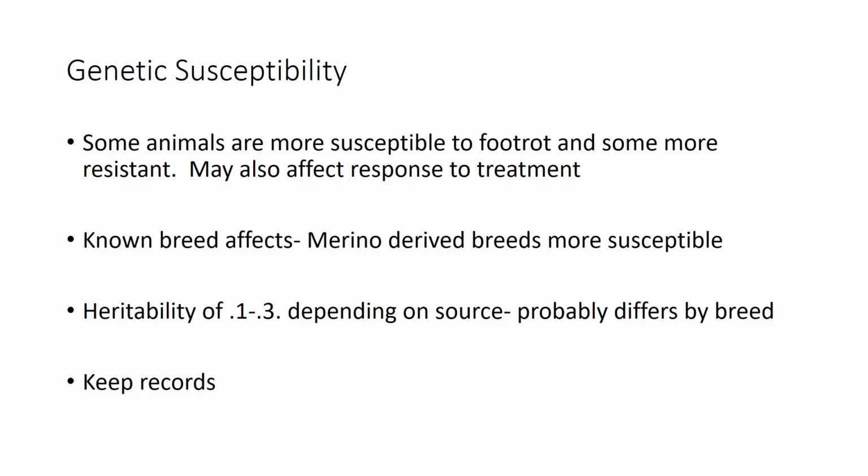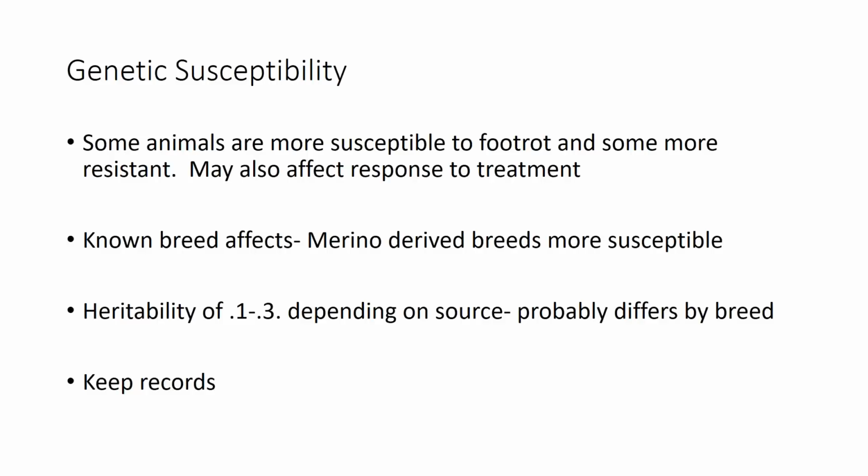There's a known breed effect. It's pretty well considered that merino-derived breeds tend to be a little more susceptible than other breeds, although there are many breeds that are susceptible to foot rot, that's for sure. Depending on what source you look at, there's a heritability of 0.1 to 0.3, depending on the source and the project and the review articles, probably affected by breed. The one thing about that is those would be pretty much lowly heritable, maybe reaching up into moderately heritable.